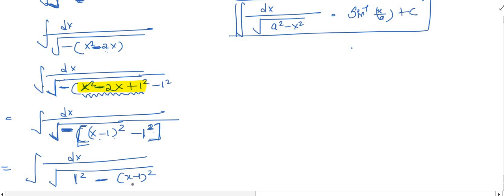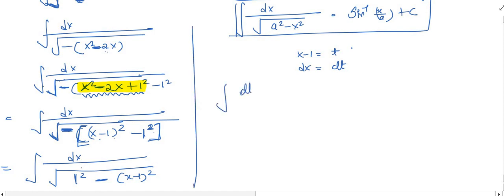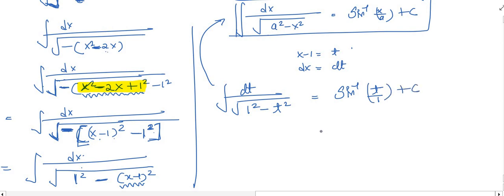So the only thing is, can I consider x minus 1 is t for some time? So I can write dx is dt. Okay, so what my question will become here, dt by under root of 1 minus, and this what we have considered? We have considered as t square. Now we are ready to use the formula. Don't you feel it is matching with this? The answer will be sine inverse of t by 1 plus c. And what is t here? T is x minus 1 and 1 I can leave, divided by 1, and this is my answer.